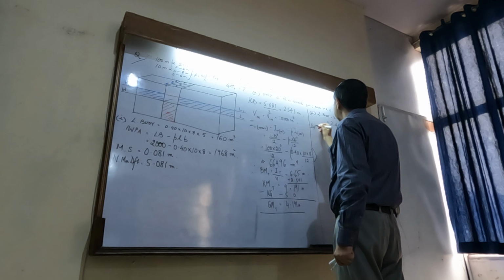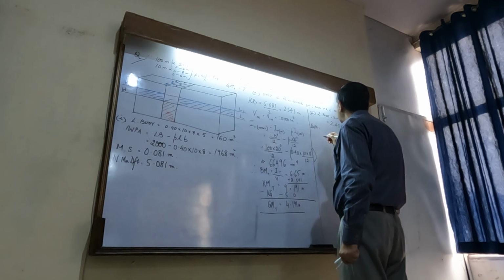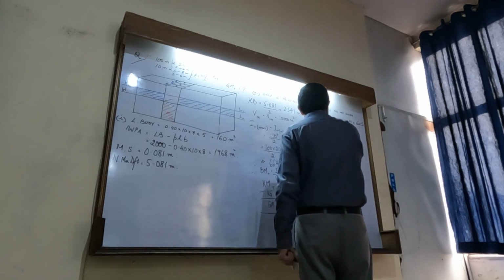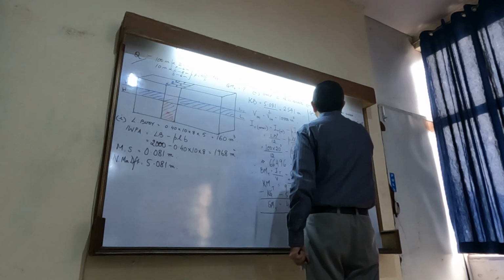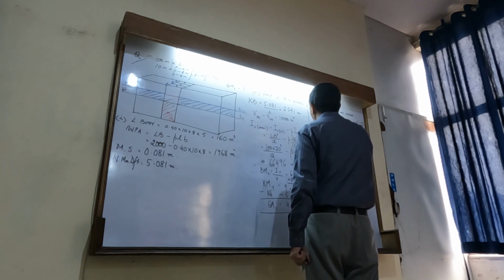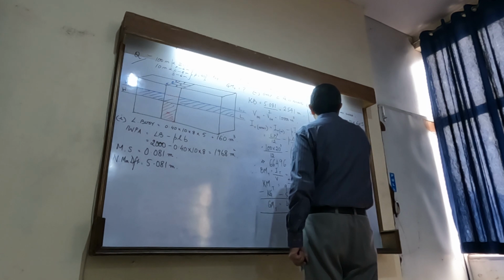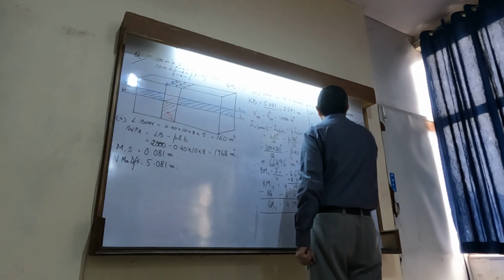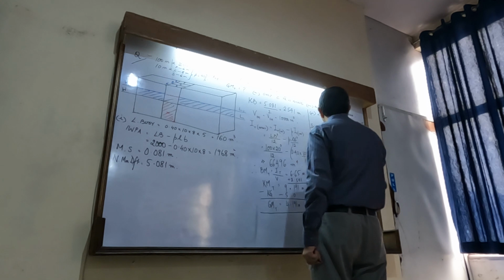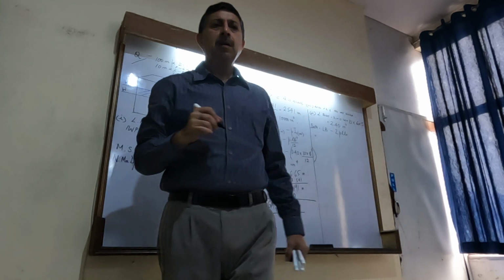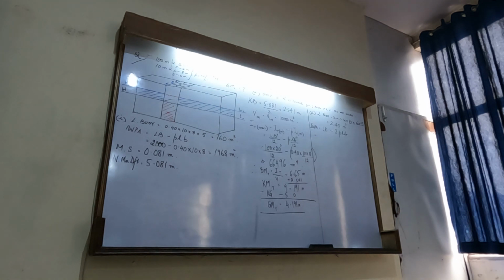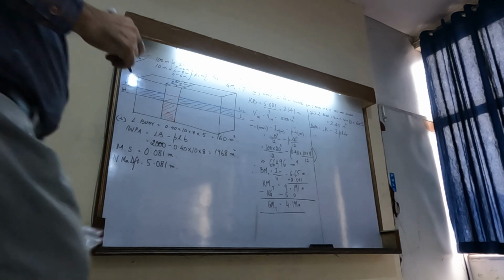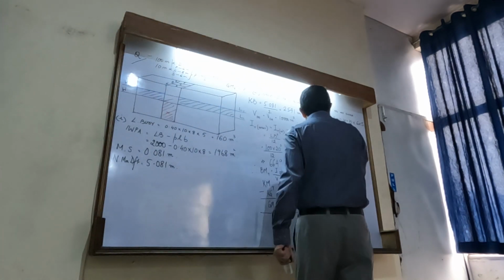Intact water plane area in issue, minus lost. So LB minus 2P LB, 1952. Everything is the same.